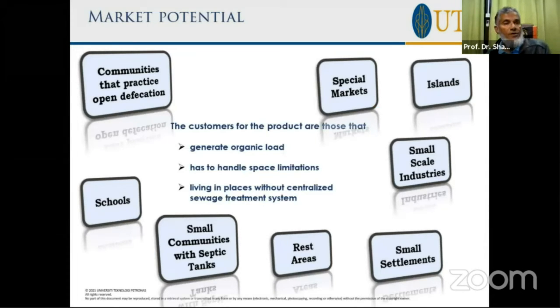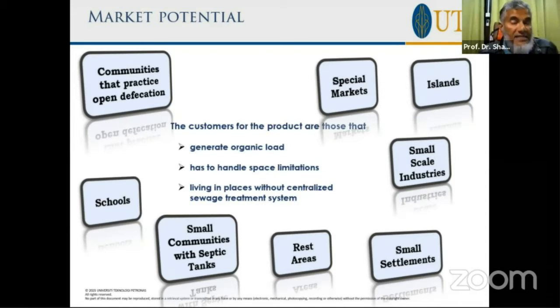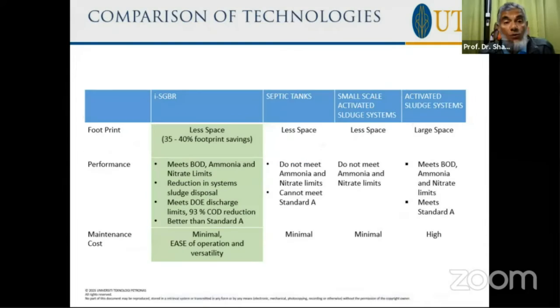The market potential for this product will be communities that practice open defecation. Yes, there are places still in Malaysia that do that. Special markets, small markets, islands, and small scale industries that produce organic load, because they have to treat their own wastewater. Small settlements, rest areas, small communities with septic tanks, because nowadays septic tanks are not good enough to remove ammonia and nitrate. And schools. So this is another market that we can cater for. These are all the customers that produce organic load, which have to handle space limitations, and those places without a centralized sewage treatment system.